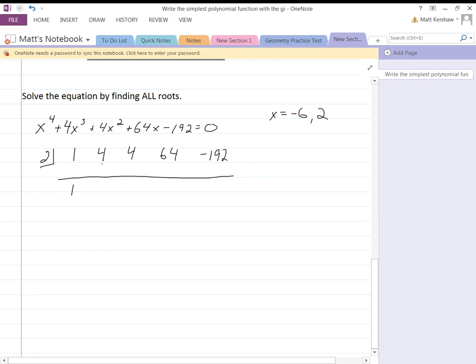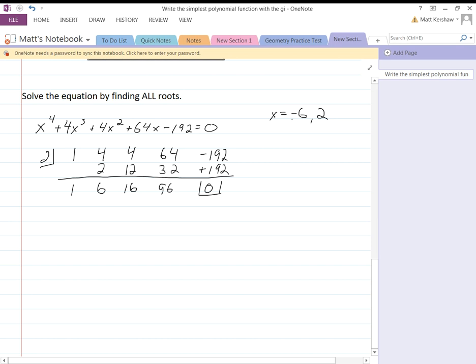Bring the 1 down. So 1 times 2 gives me 2. You add them and get 6. And then now we go back. 6 times 2 is 12. Add to 4 and we get 16. 16 times 2 is 32. And that gives me 96. 96 times 2 is 192. And so now when we add them together, we get our remainder of 0, which is what we want. So that does mean that 2 is a root. So we know 2 is a root.